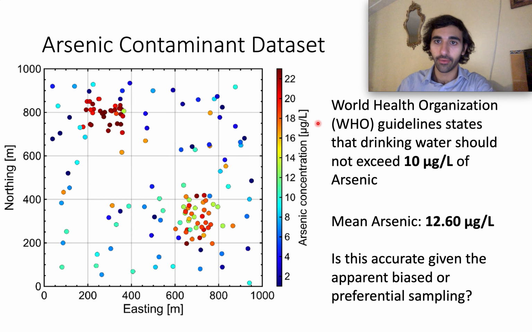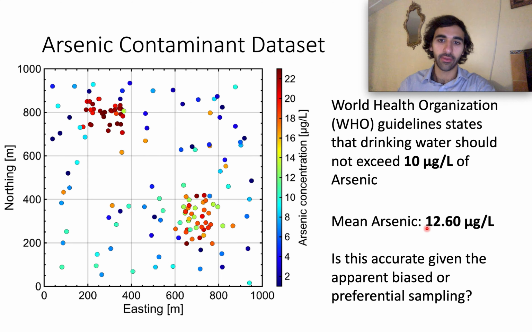So our problem here is that the World Health Organization, or the WHO, has guidelines which state that drinking water should not exceed arsenic concentrations of 10 micrograms per liter. But if we were to just take the mean of all our 150 samples, we'd get a mean arsenic concentration of 12.60 micrograms per liter, which is above the WHO guidelines.